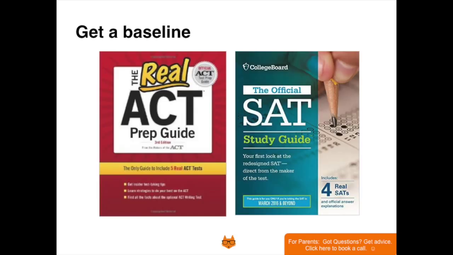These are the books we use in our program. These are the Red Book, the Real ACT Prep Guide, and what we call the Aqua Book, the Official SAT Study Guide. They contain tests that have been either previously given, in the case of the ACT, or completely based on the new SAT, just because we've only had one test so far. We don't have four real tests to present in the book. But these are great because you can just take one of these tests.